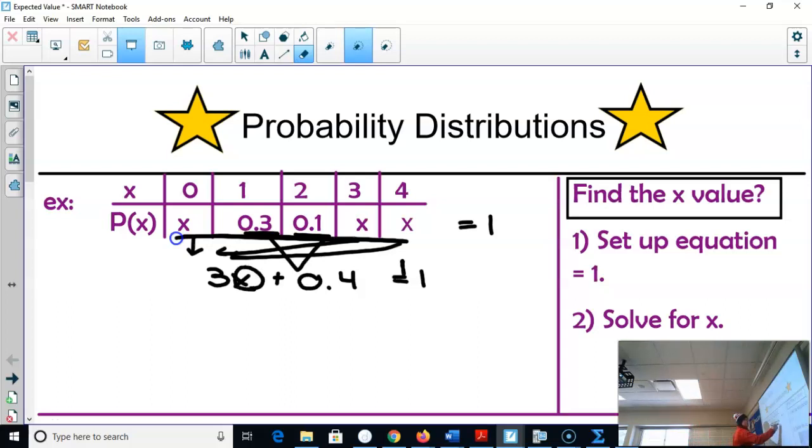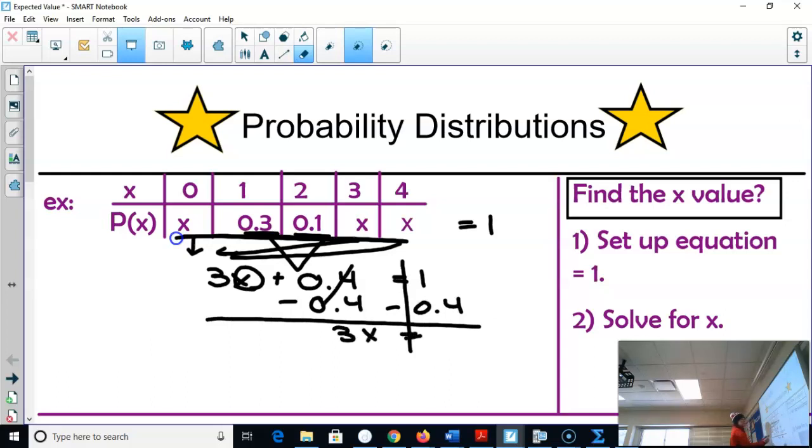We need x by itself. On this side of the equal sign, I'm going to get rid of that 0.4 first, minus 0.4. That cancels. I have 3x is equal to 1 minus 0.4, which gives us 0.6. All right, ladies and gentlemen, now I need to get x by itself, so I'm going to divide by 3. And divide by 3, and I get x is equal to 0.2.